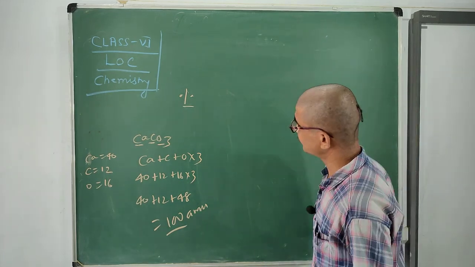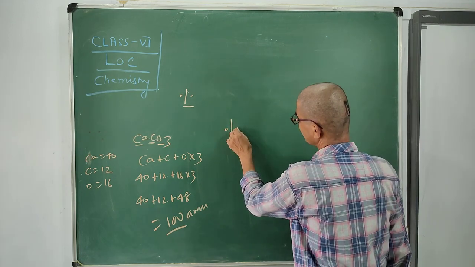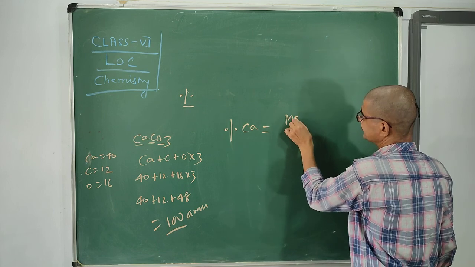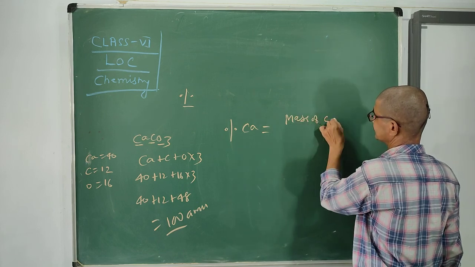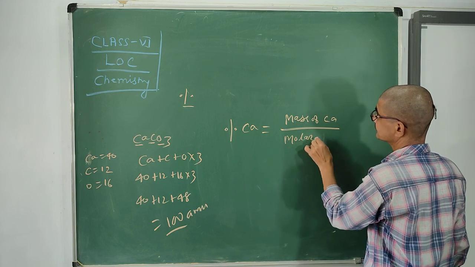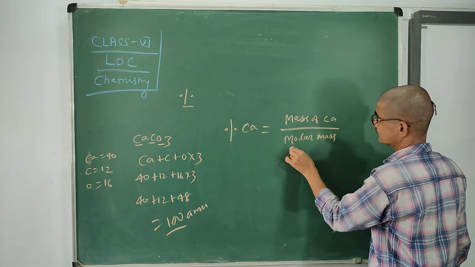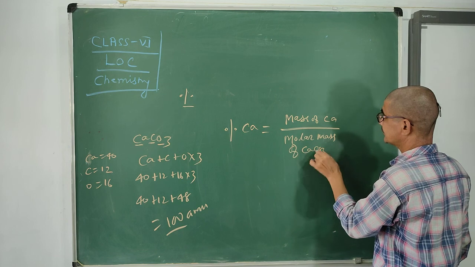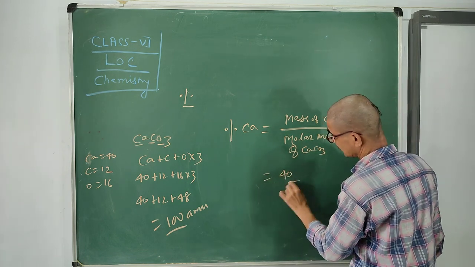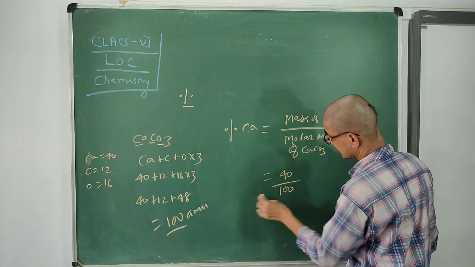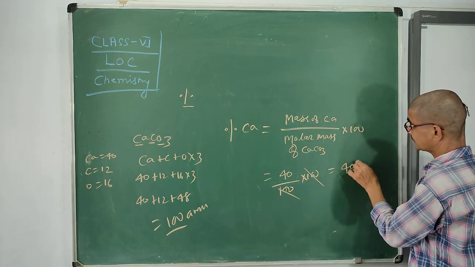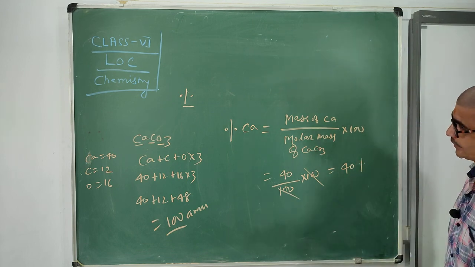Now, how can you calculate percentage? Percentage of calcium equals mass of calcium by molar mass of calcium carbonate into 100. So mass of calcium is 40, molar mass is 100, into 100. 100 will cancel. 40% calcium present in calcium carbonate.